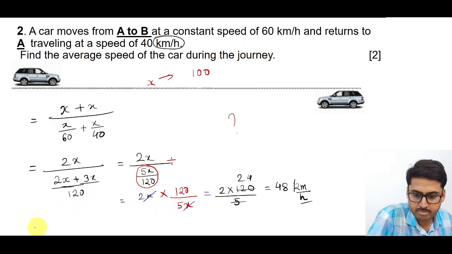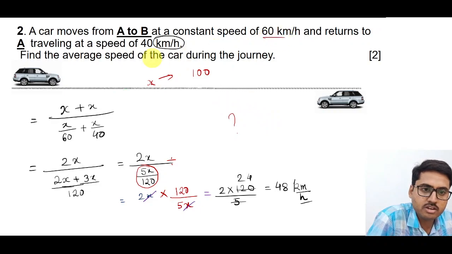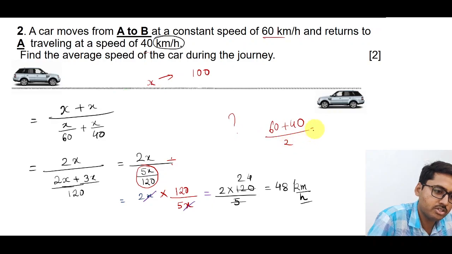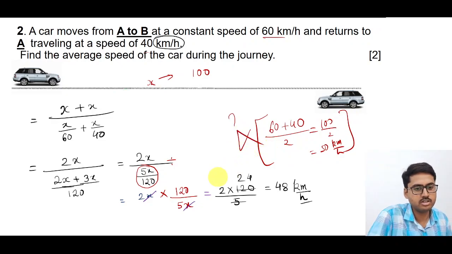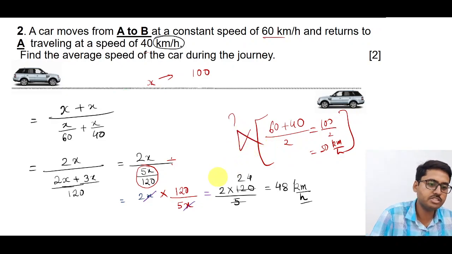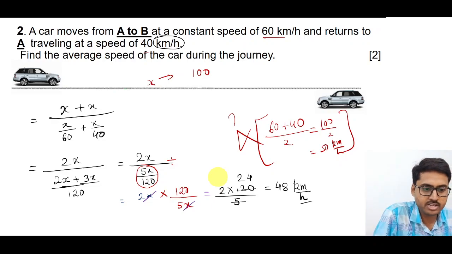Well, the mistake children make in this question is that sometimes they blindly write the speeds as 60 and 40, and take the average, 60 plus 40 by 2, which is 100 by 2, and that is 50 km per hour. This is the intuitive answer given by most of the students, but this is absolutely wrong. When this solution, 60 plus 40 by 2, will be correct, I have discussed in the previous video, so you can watch that video also. But in this case the answer is 48 km per hour.